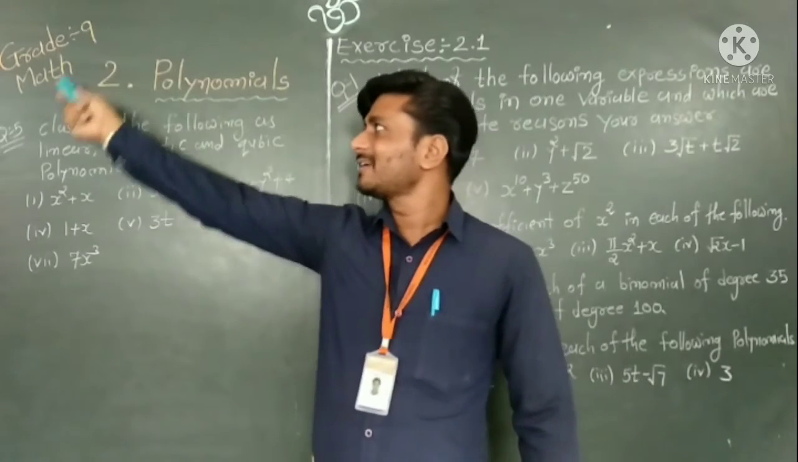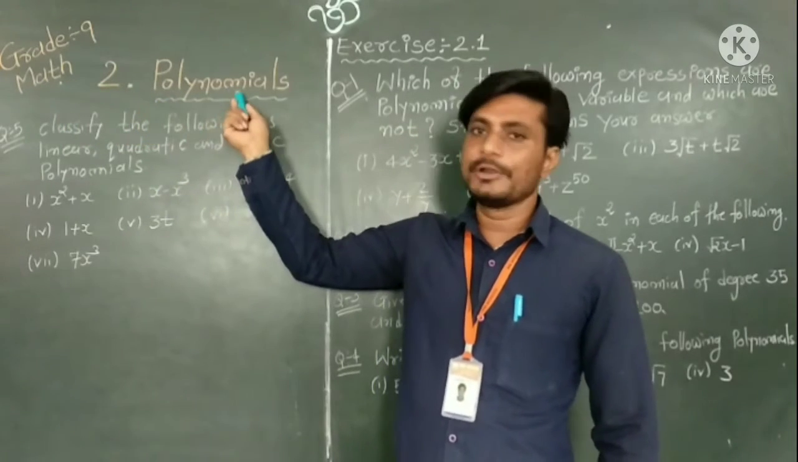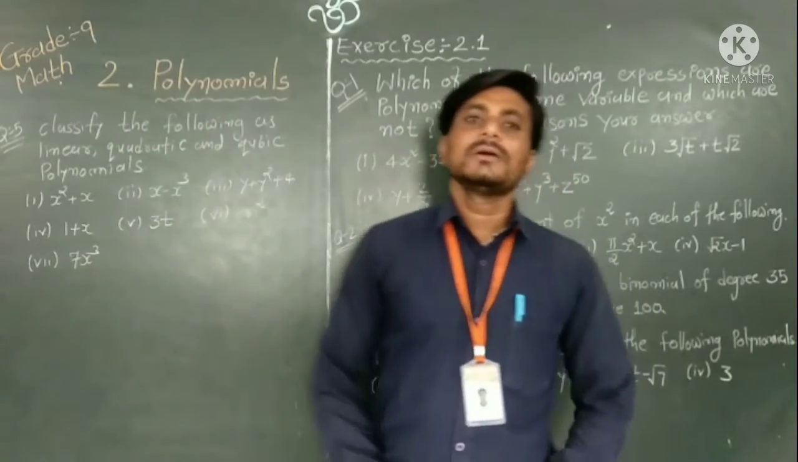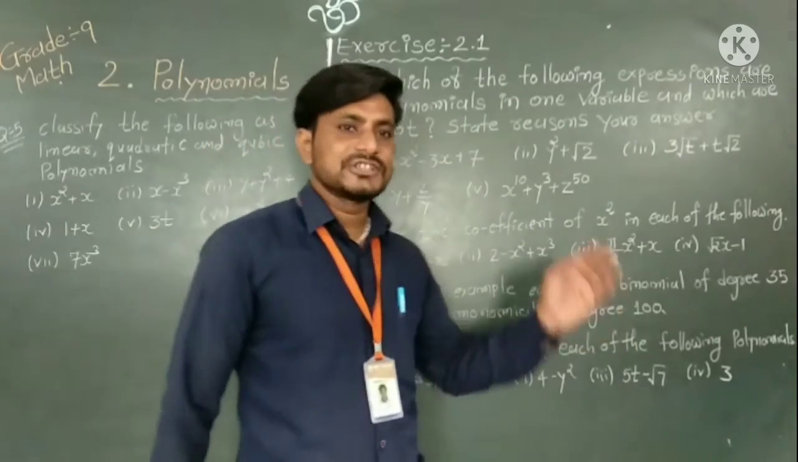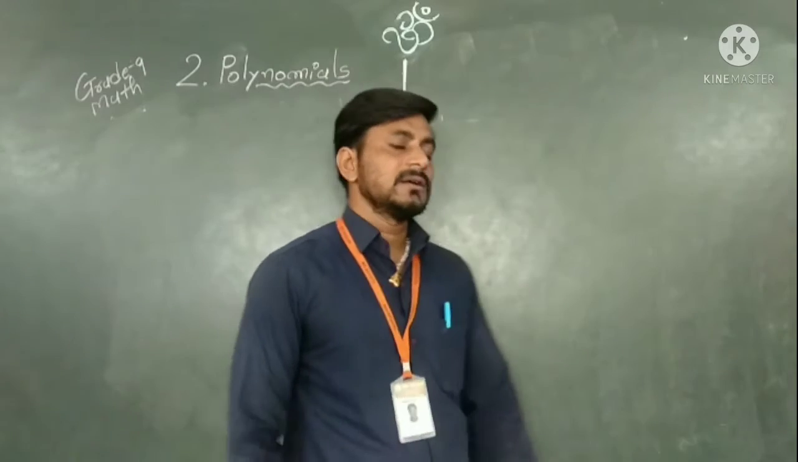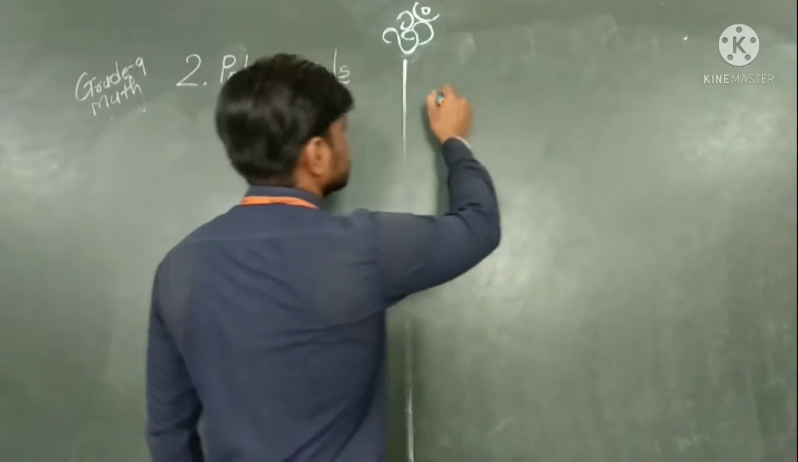This is grade 9, subject mathematics, chapter number 2, polynomials. Okay, today we talk about exercise 2.1. Before that, we look at some definitions. First one is monomial.